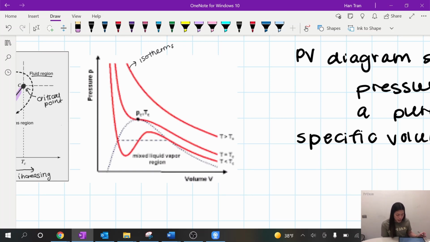If we take a look at this pressure versus volume diagram with isotherms, we can see a few things. We see this point right here. This point is similar to this point, and it is just the critical point, the point in which the liquid and water vapor become indistinguishable. Then we have this bell-shaped curve that intersects with an isotherm right here.